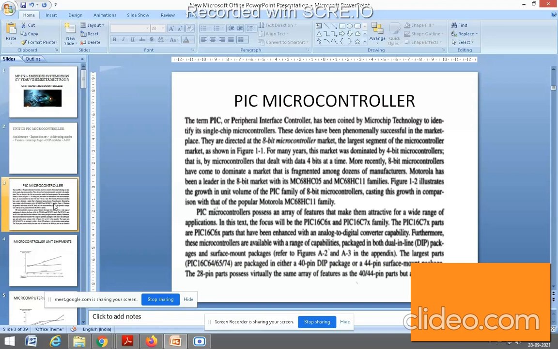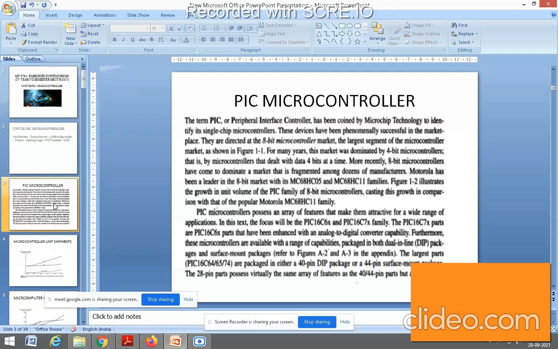In your single chip you will be having the microcontroller. So these devices have been phenomenally successful in the marketplace. They are directed at the 8-bit microcontroller market. That means PIC is an 8-bit microcontroller device, the largest segment of the microcontroller market. For many years, this market was dominated by 4-bit microcontrollers, that is, microcontrollers that dealt with data 4 bits at a time. So an 8-bit microcontroller will have 8-bit data, but a 4-bit microcontroller can hold only 4 bits.